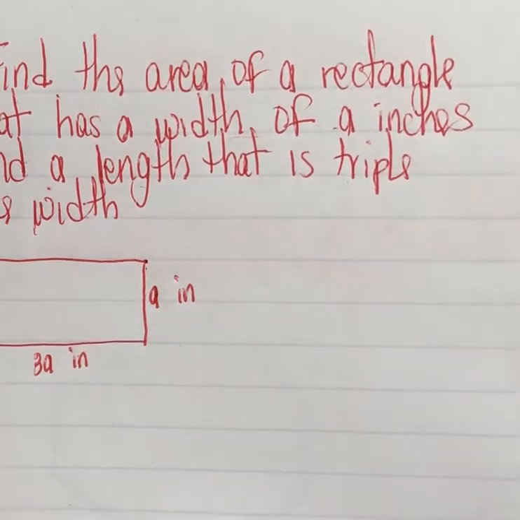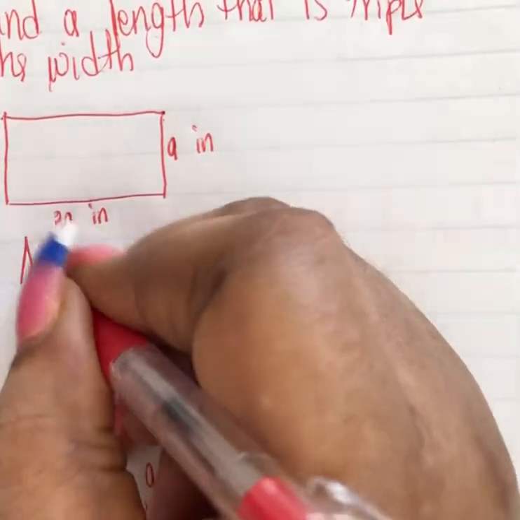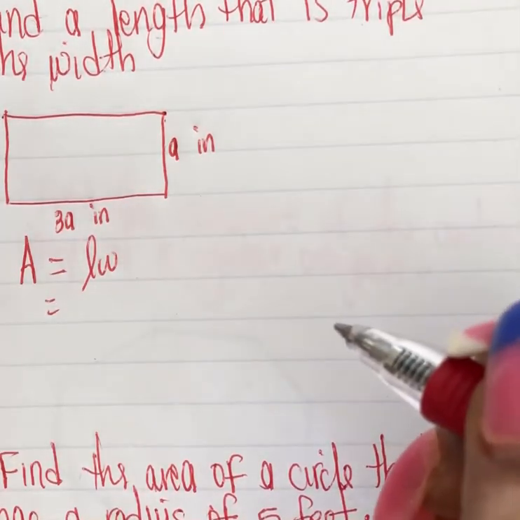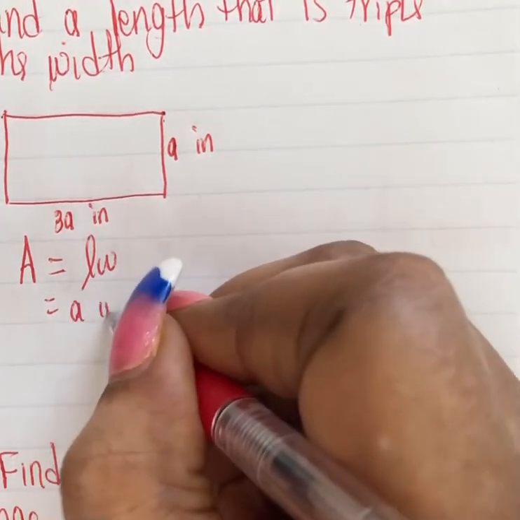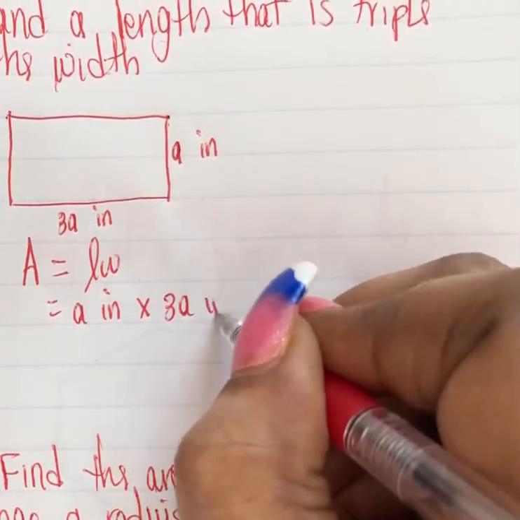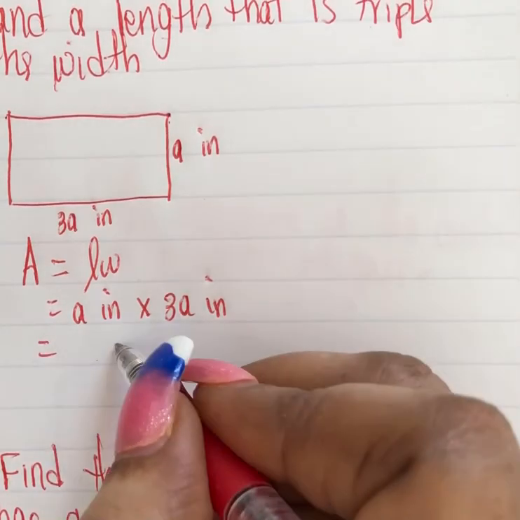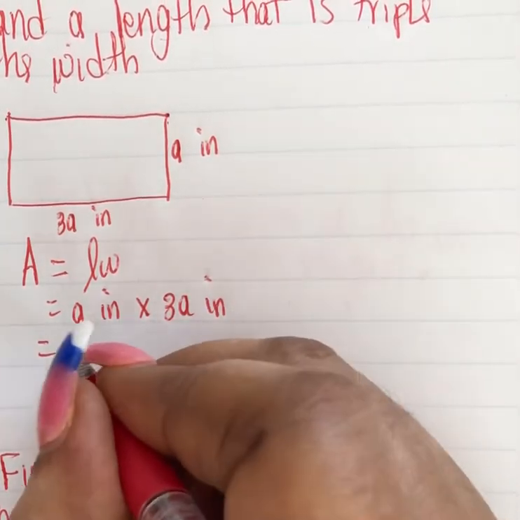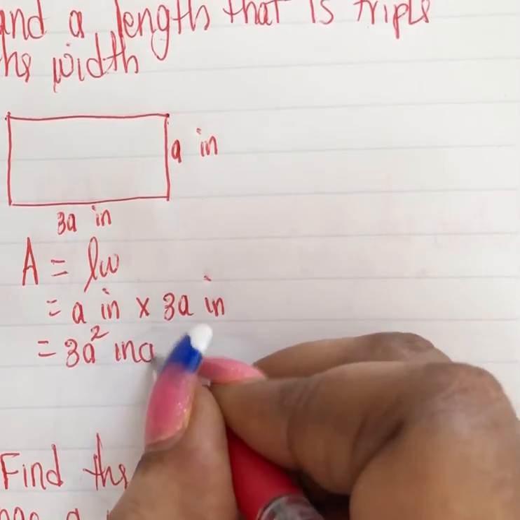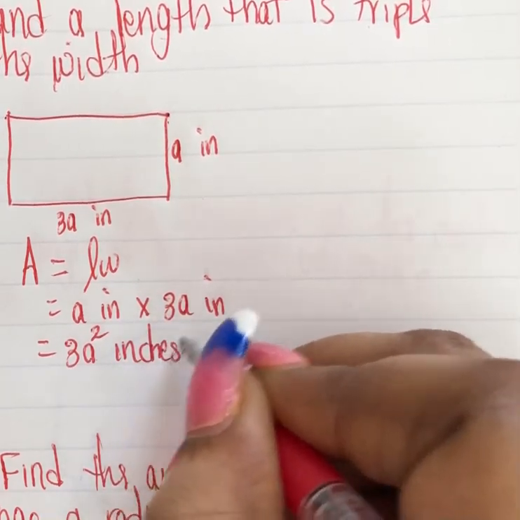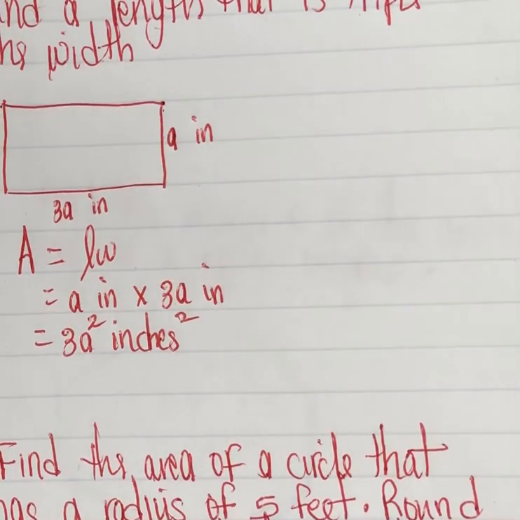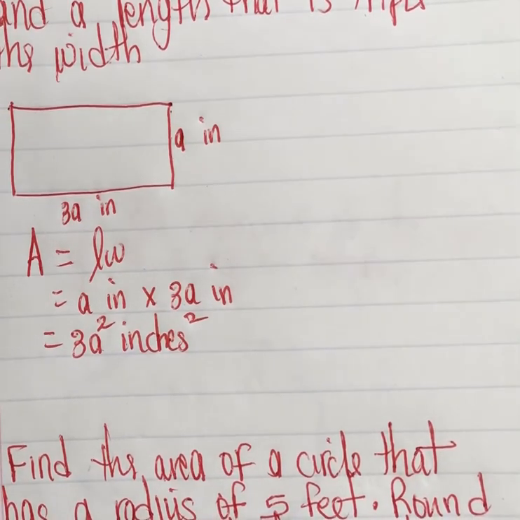All right, area of a rectangle: length by width, and I substitute A inches multiplied by 3A inches. A by 3A, 3A squared, inches squared. So it will be 3A squared inches squared.